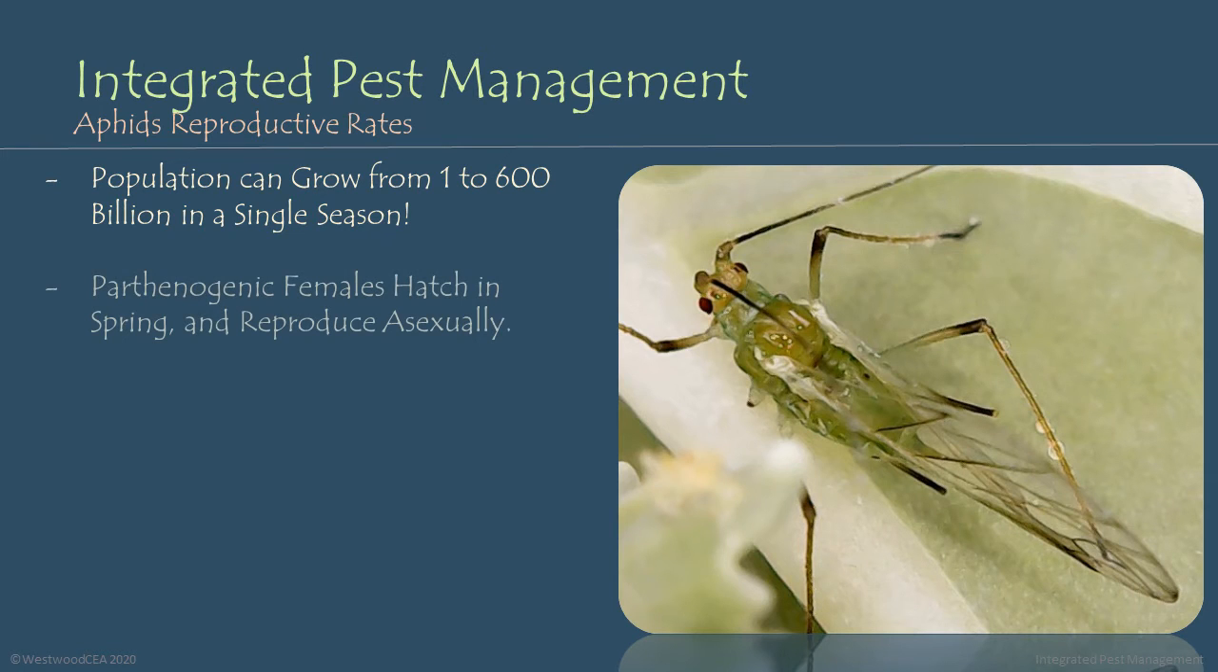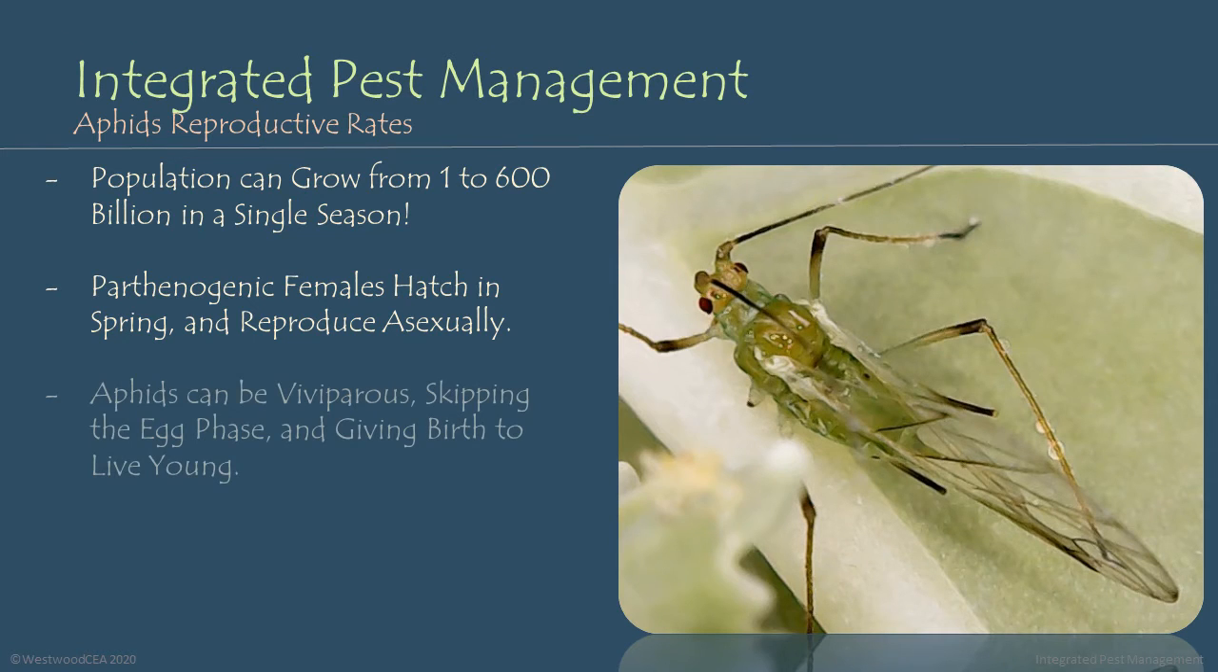Firstly, parthenogenic females can hatch in the spring and reproduce asexually, so they don't even need to find a mate. This means that a parthenogenic female can enter your growing environment all on her lonesome and begin producing babies. Additionally, aphids can be viviparous, skipping the egg phase and giving birth to live young, an even faster method for cranking out babies and increasing the population in your growing environment very quickly.